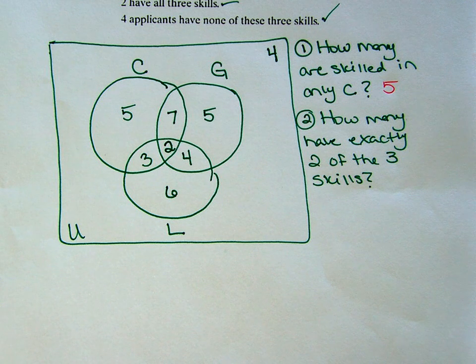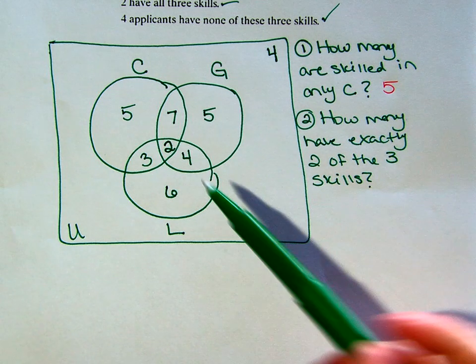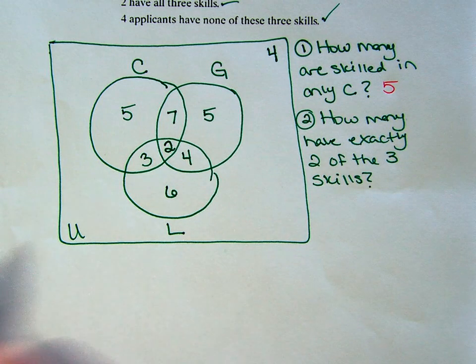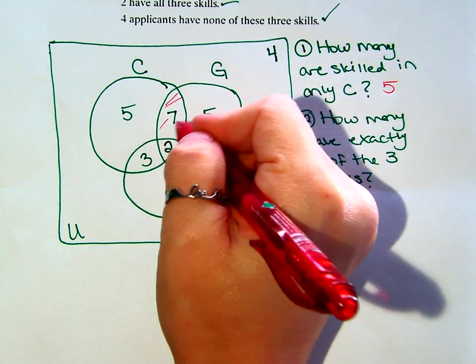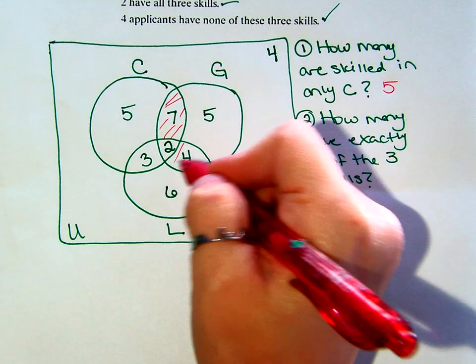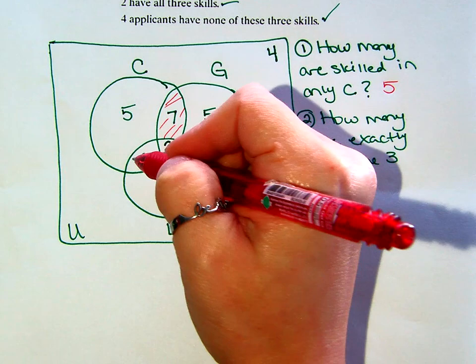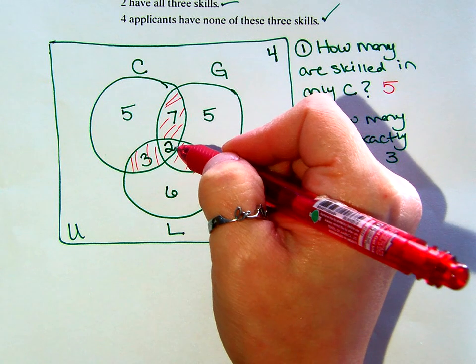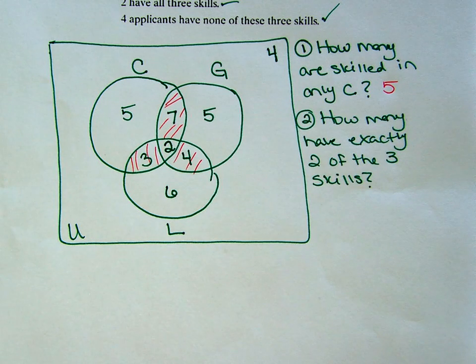What do we think? 16. Close. 14. Because it says exactly 2 skills. So when we're looking at where do only 2 of our circles overlap. Well, C and G overlap here, and G and L overlap here, and C and L overlap here. And we don't include this middle one because all 3 of the circles overlap here. And so we add up those values, and that gives us 14.